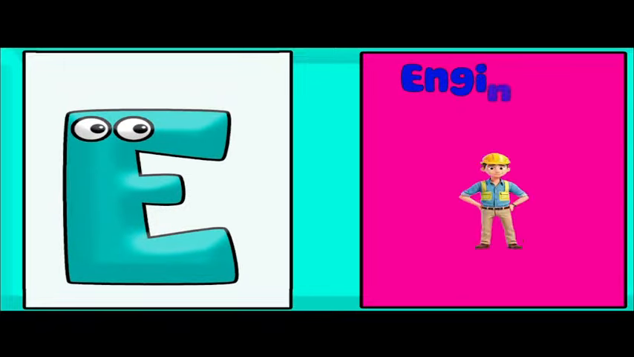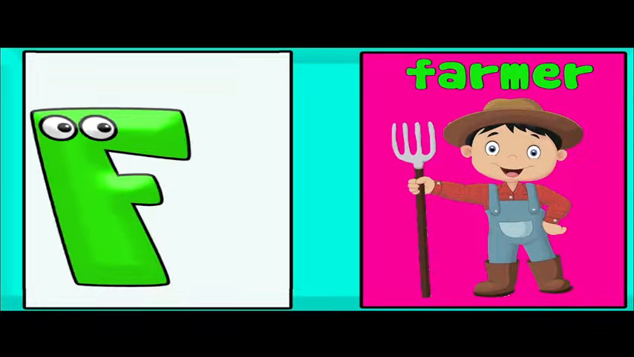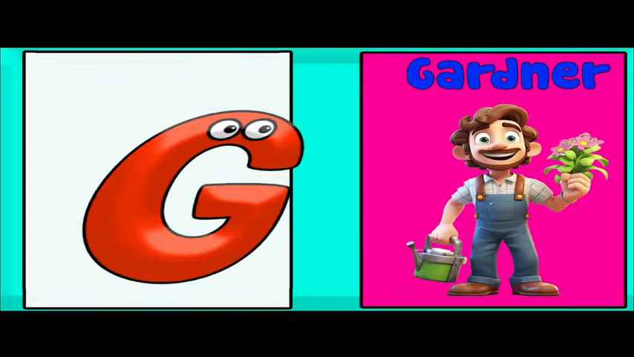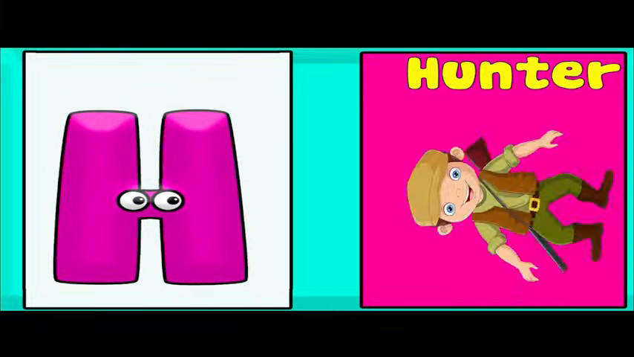E is for engineer. Engineer. F is for farmer. F, f, farmer. G is for gardener. G, g, gardener. H is for hunter. Hunter.